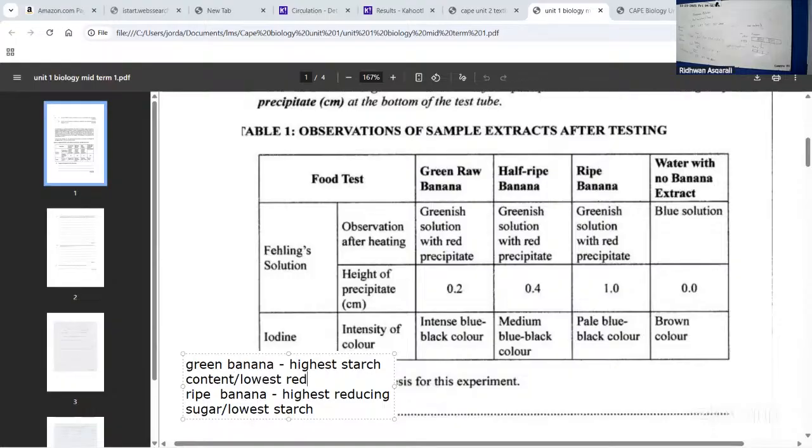And then the question asks you to state values, right? So you would state the values to support this. So for iodine, it will be the color change. For the reducing sugar, it will be the height of precipitate.